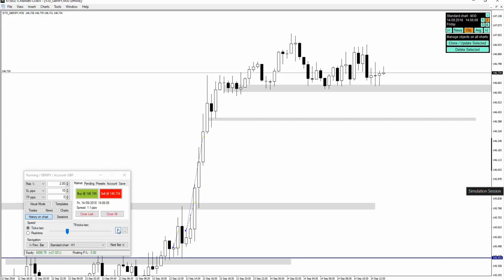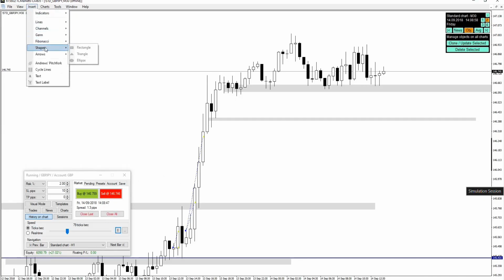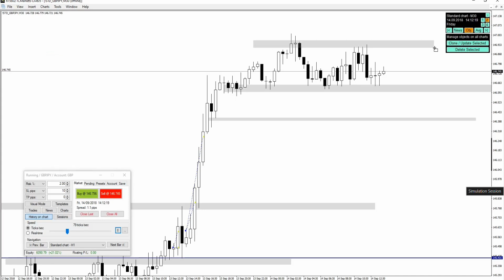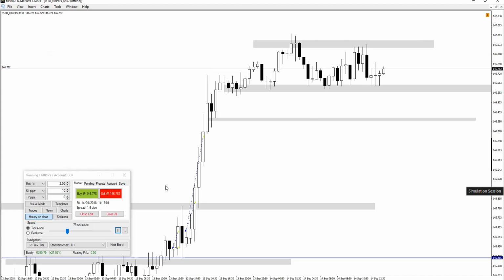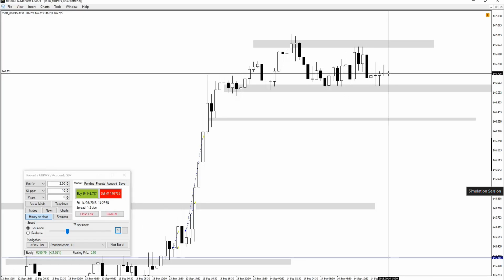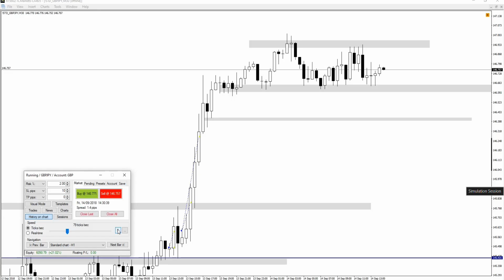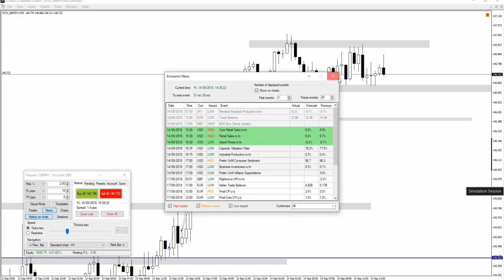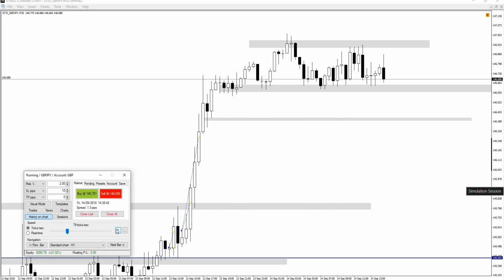So price is just ranging here, and we're just kind of hanging out. See, someone can take a trade here in this range saying price will go up, but it's in the range. You can't take trades in ranges. It's very difficult. Oh, let's see if we have any news. There's no news. Core retail sales in an hour, and that's about it.